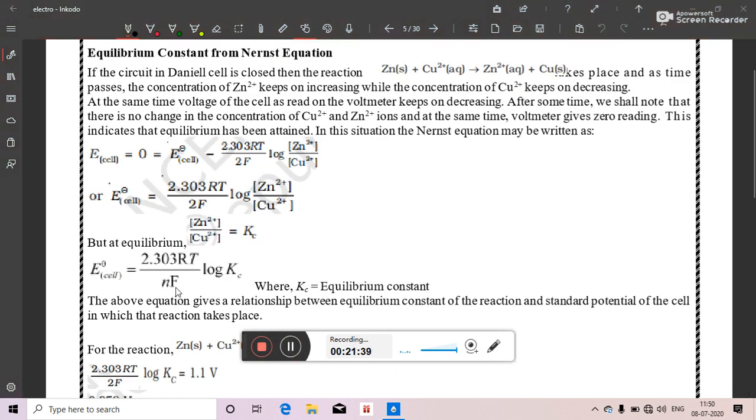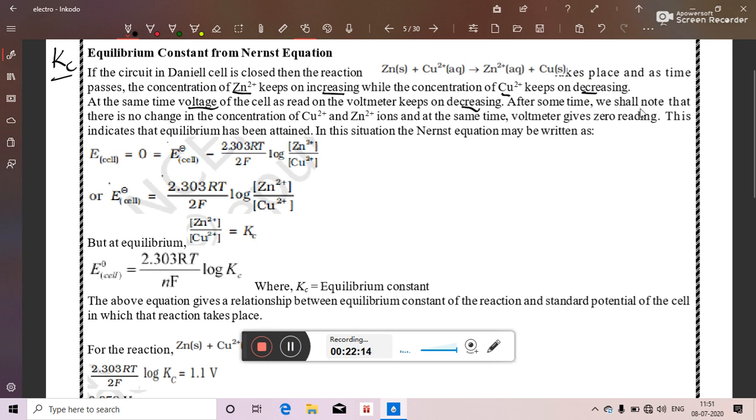Now let us see how to find out the equilibrium constant, that is Kc, from the Nernst equation. If the circuit in a Daniell cell is closed, then the reaction is Zn plus Cu2+ gives Zn2+ plus Cu. As time passes, the concentration of Zn2+ keeps on increasing while the concentration of Cu2+ keeps on decreasing. At the same time, the voltage of the cell as read on the voltmeter keeps on decreasing.